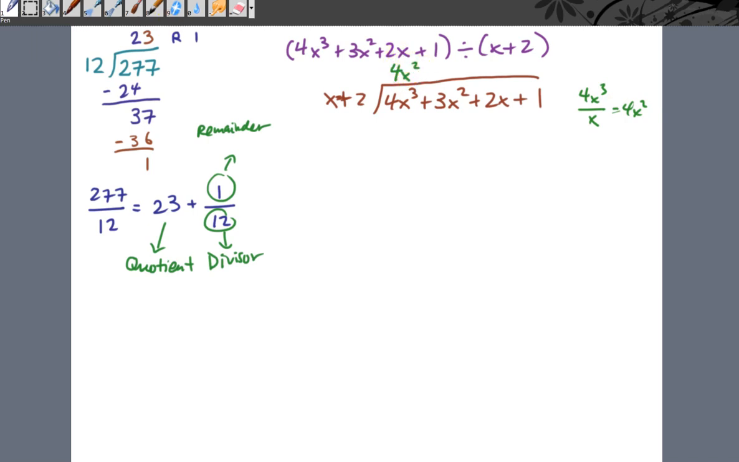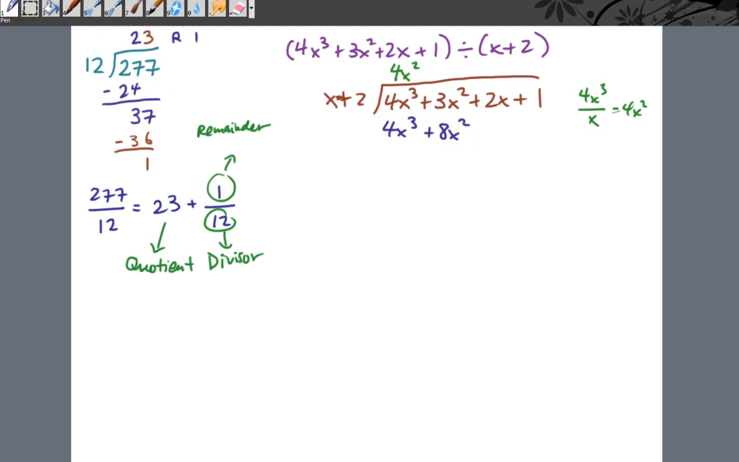Next we need to multiply 4x squared by x plus 2. If we use the distributive property, this is 4x cubed plus 8x squared. Now this is going to get placed underneath here. Just showing you again, this is 4x cubed plus 8x squared.